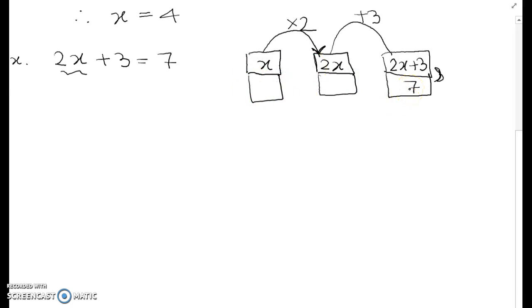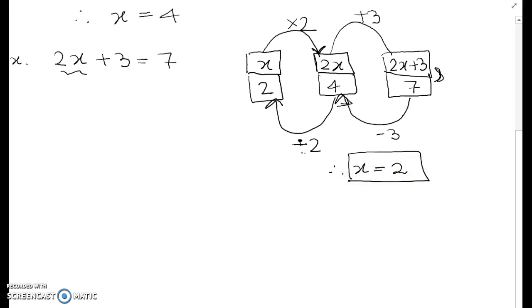And now in order to solve it, we're going to go opposite. So we're going to apply inverse operation of what has been done before. Inverse of plus 3 is negative 3. 7 take away 3 is 4. Again, we're going to do inverse. Inverse of multiplication is division. So now we divide by 2. So 4 divided by 2 is equal to 2. So therefore, solution is x equal to 2.